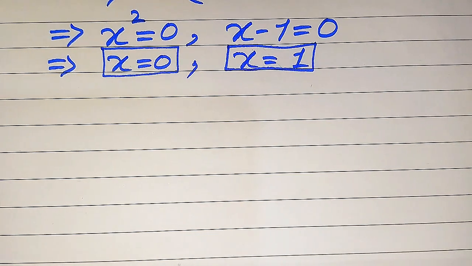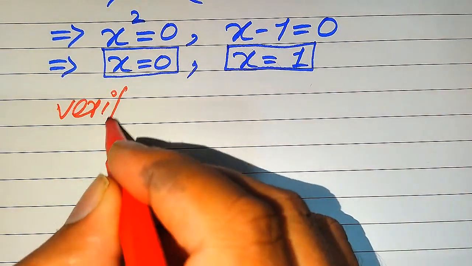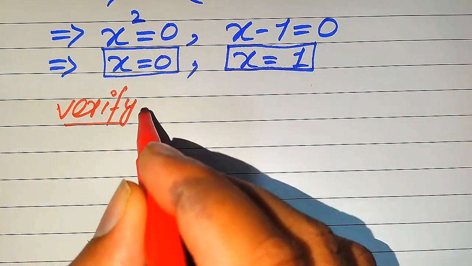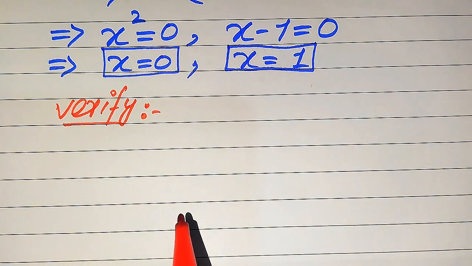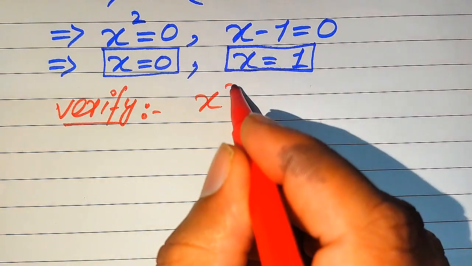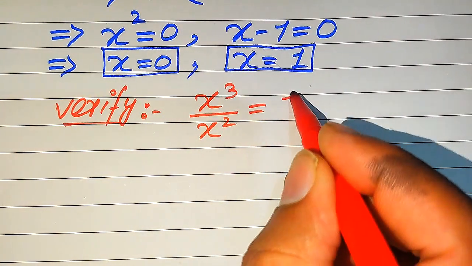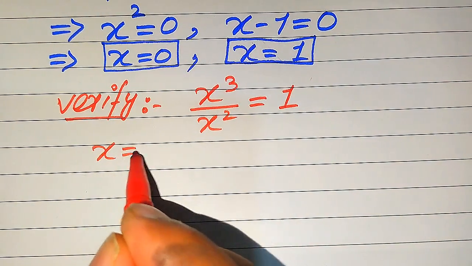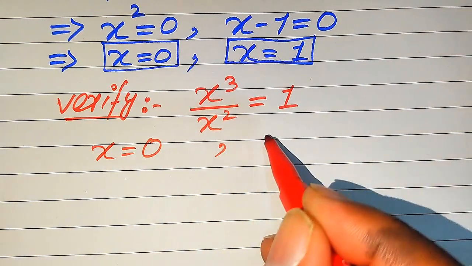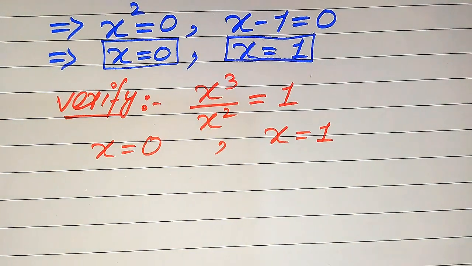And further, in the next step, we need to verify whether these two roots are solutions or extraneous roots. So for verification of the roots, we need to copy down the given question statement here, and it is x cubed divided by x squared equals 1, and in this side we will verify x equals 0, and in this side we will verify x equals 1. So here we need to verify these two roots.